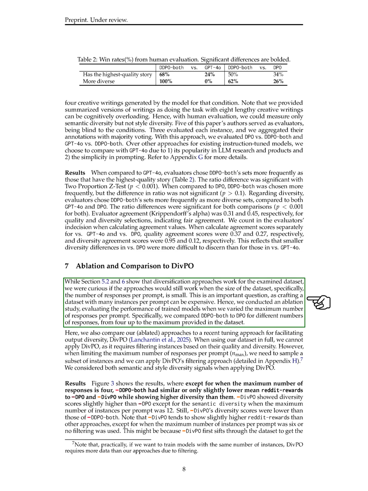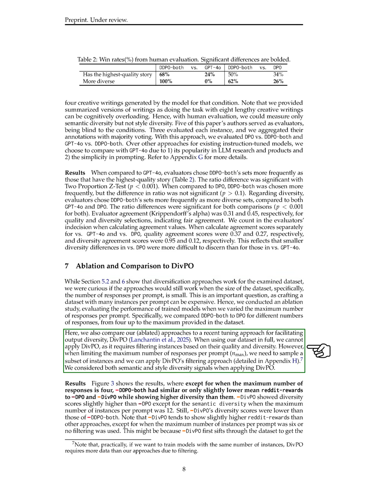We also conducted an ablation study to see if our approaches would still be effective with a smaller dataset, as creating a large dataset can be costly. We compared DDPO both to DPO with varying numbers of responses per prompt, from 4 to the maximum available. We also compared our methods to a recent approach called DIVPO, which requires filtering based on quality and diversity.